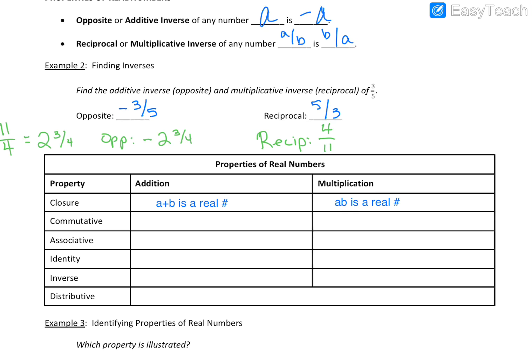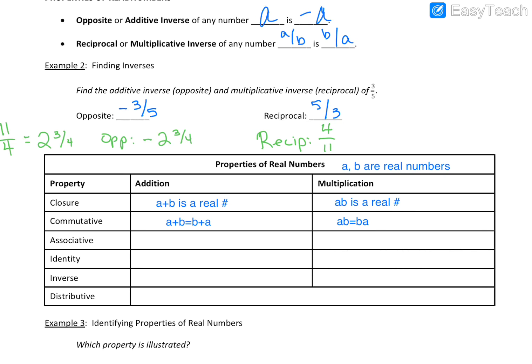Okay, so the closure property says that if you're dealing with real numbers and you add them, your answer is still going to be a real number. And if you're dealing with real numbers and you multiply them, then your answer is still going to be a real number. So here we have a real number plus a real number; your answer has to be a real number. A real number times a real number, your answer is a real number. And I should also put on here that A is a real number and B is a real number. So A and B are real numbers when we're talking about this.